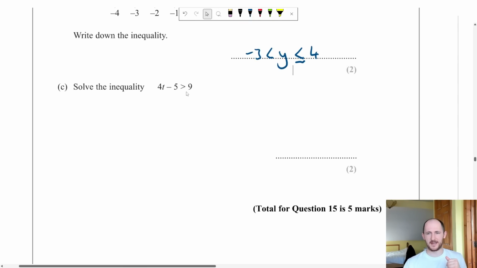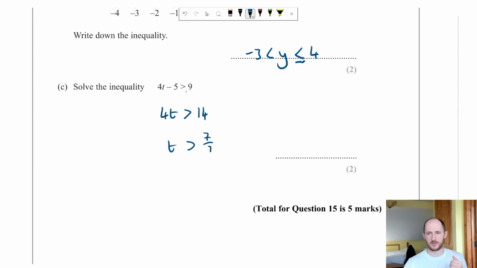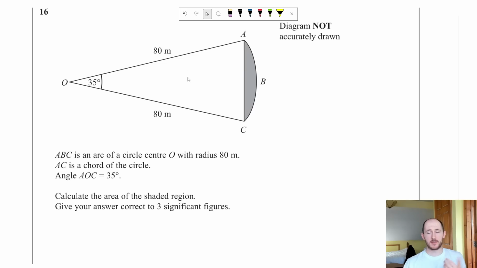And again, solving the inequality, add 5 to both sides. 40 is greater than 14. And then we have t is greater than 7/2, or 3.5, however you want to look at it. Nice and easy. This question, it's pretty much going to be the exact same thing as what we did before.